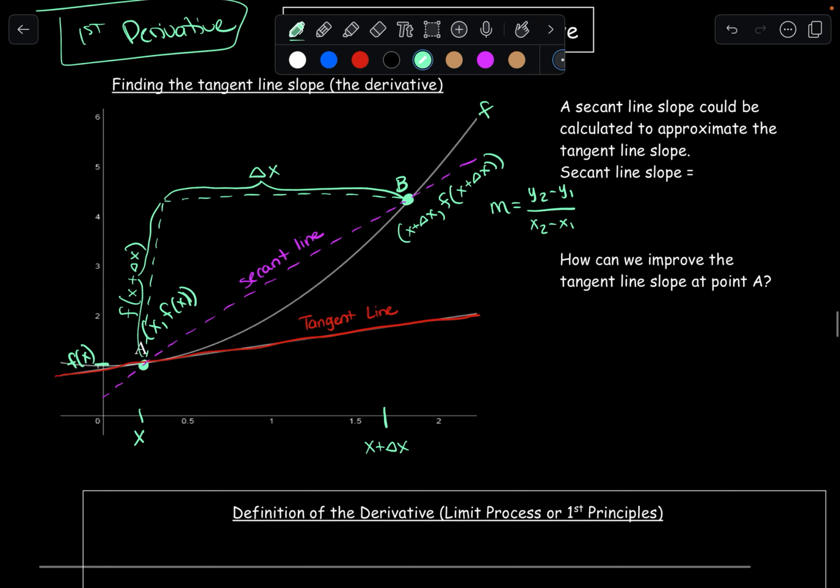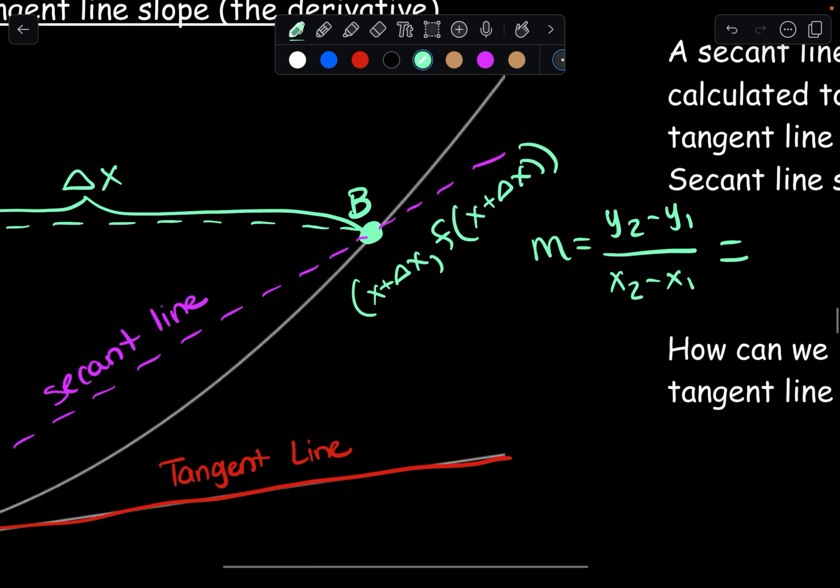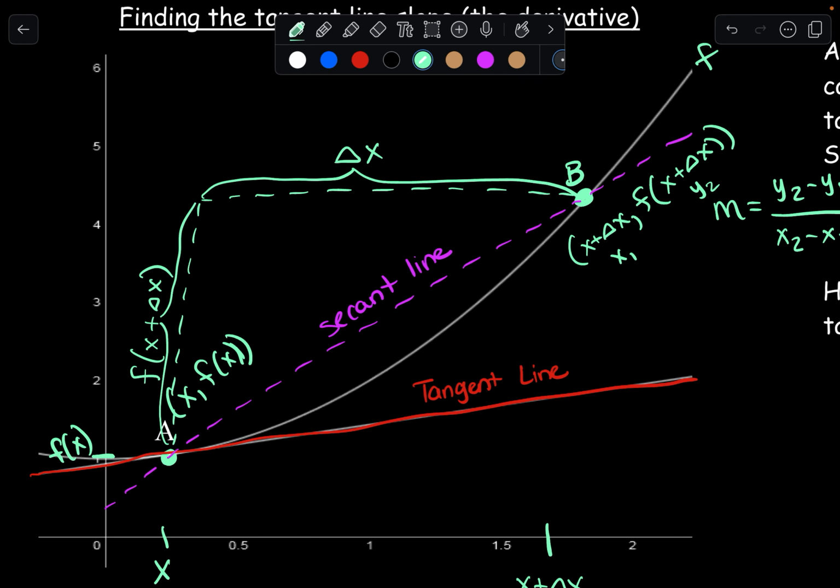Okay, now on the side here it says a secant line slope could be calculated to approximate the tangent line slope, given the average rate of change that you've been working with for a few years for now. Now let's go ahead and use what we have from this graph and plug it into our secant line slope. But let's go ahead and label some things. So point B, we'll call that point 2. So this will be x sub 1, and then this will be, I'm sorry, that's an output, so that'll be y sub 2. And then for point A, we'll have x sub 1 and then y sub 1.